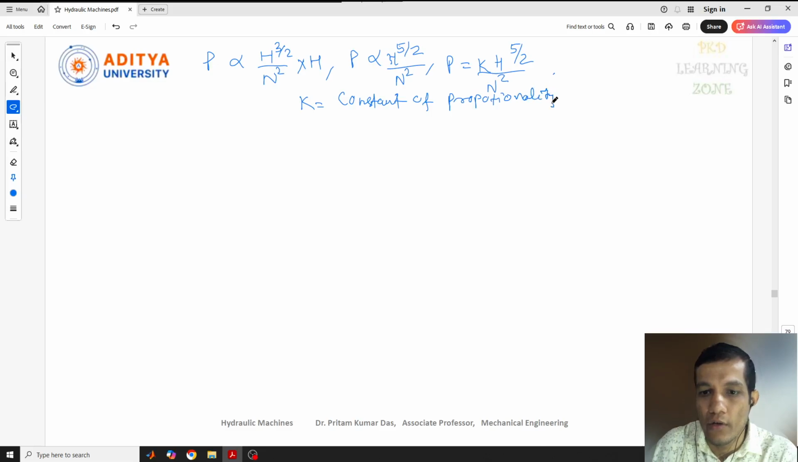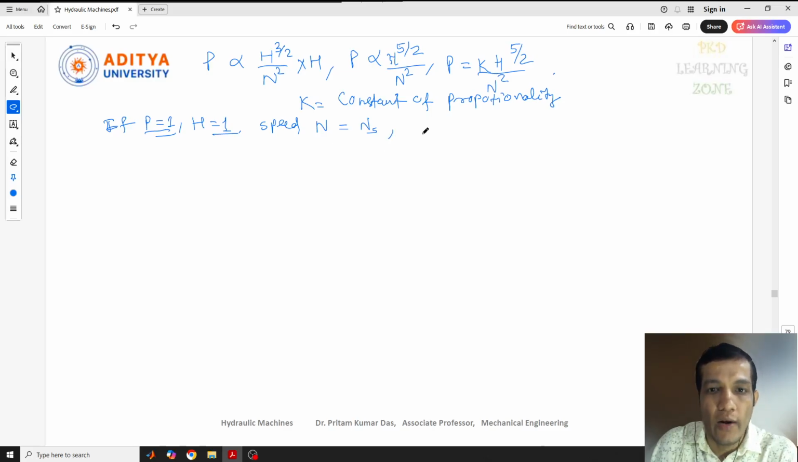Constant of proportionality. Now to find out this K value, suppose P is 1 power, which is working under one head, that is also 1. So the speed n, specific speed n, let's consider P1, H1, and the speed n is ns. The specific speed needs to work under one unit power and 1 unit head, I've told you in the starting.